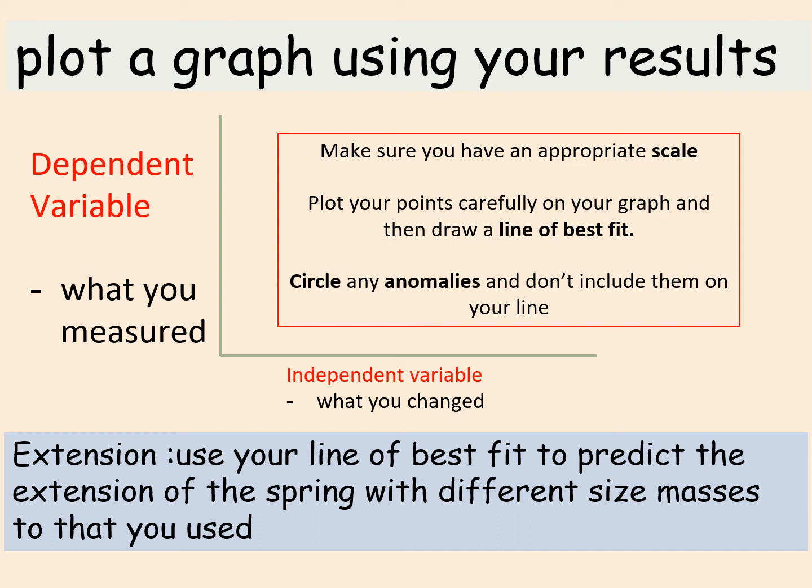Okay, remember, for your graph, you need an appropriate scale. You plot your points carefully on your graph and then draw a line of best fit. Circle any anomalies and don't include them on your line. Your line of best fit does not need to go through all of the points, and if there are any that stick out as being anomalous results, then just put a circle around them.